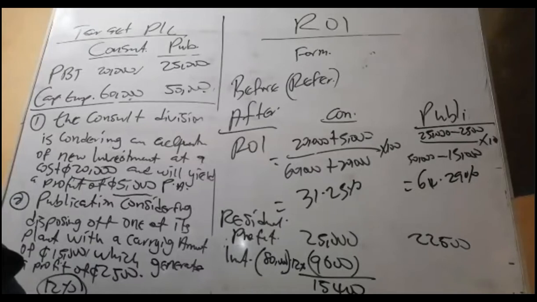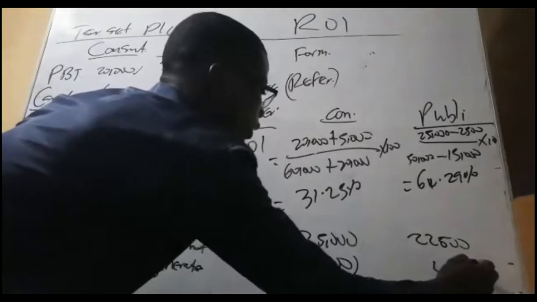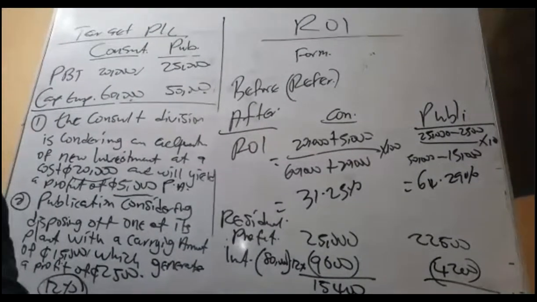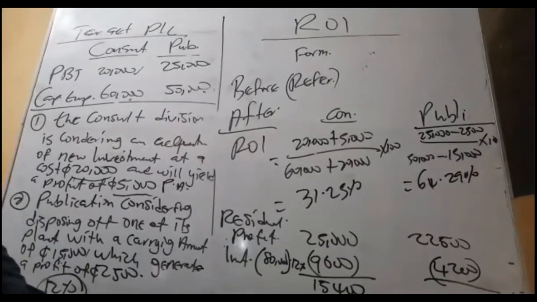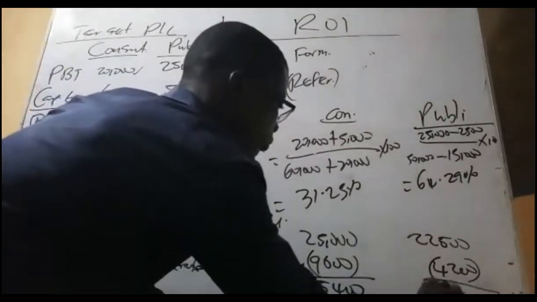So let me check it again. 0.12 times 35. 1, 2, 3. Good. So 4,200. So less 4,200. If you take it off, what do you get? So here will be 18,300. Perfect. I'll take that. So that's the residual income.